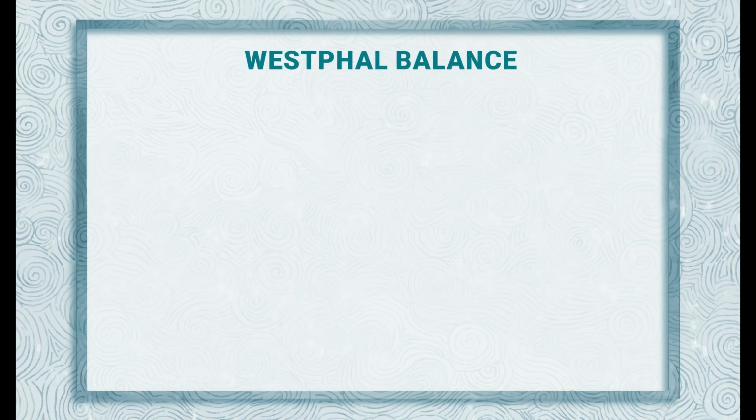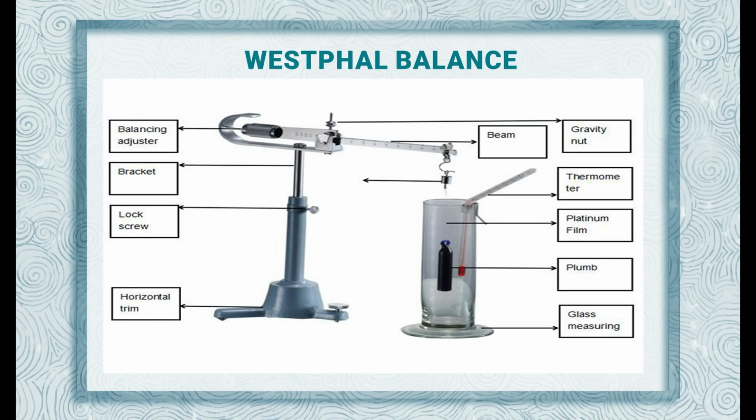This is another way, the Westphal balance, in which you are dipping the hydrometer. Instead of just leaving the hydrometer as such, you are now weighing the amount of water which is displaced by it, and this is another way of measuring relative density and specific gravity.